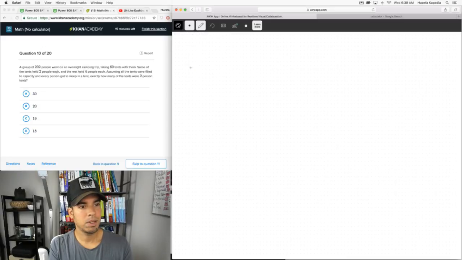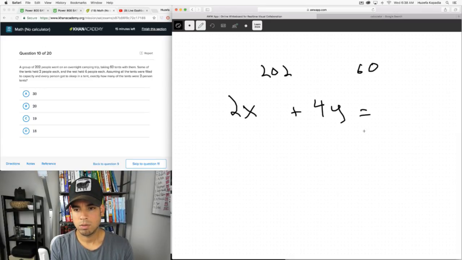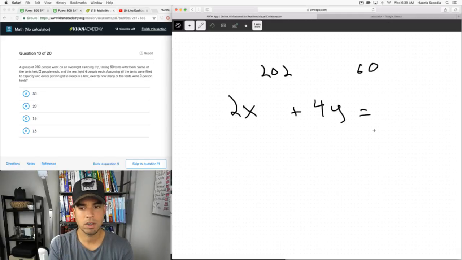A group of 202 people went on an overnight camping trip taking 60 tents. Some of the tents held 2 people. All right, so x tents held 2 people, and some tents held 4 people. Equals. So we have this many and this many. Assuming all the tents were filled to capacity, how many tents? Okay.